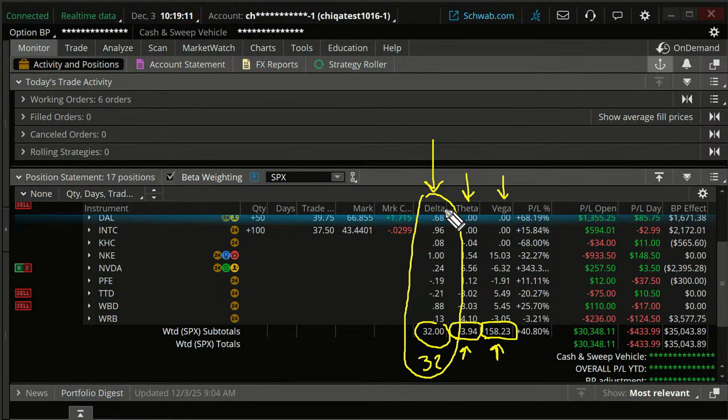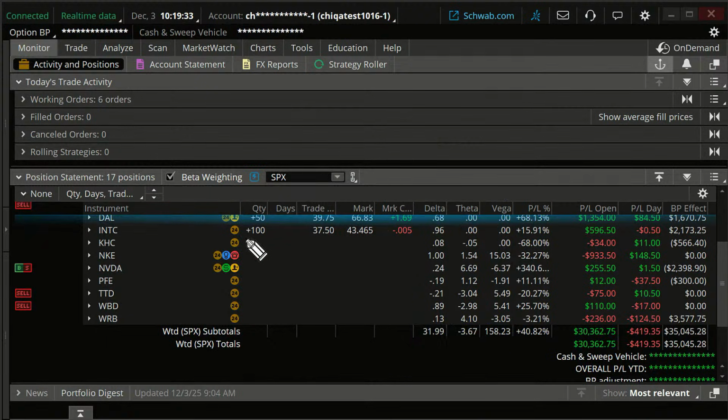You got to consider the strategies you do. An iron condor probably isn't going to affect your beta weighted delta much. Okay. A calendar spread, a short vertical spread is unlikely to affect your beta weighted delta much. So if I want to affect this a lot, what you may consider doing is you may do something like a long call or long put.